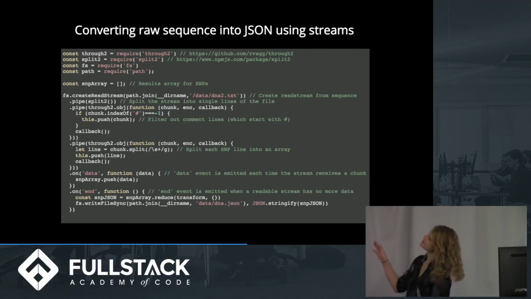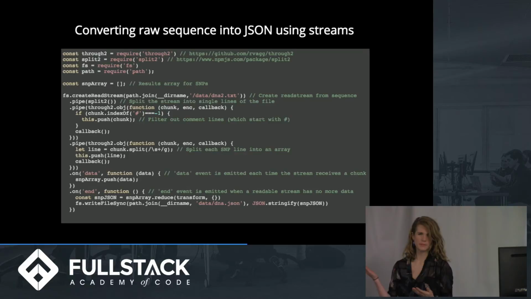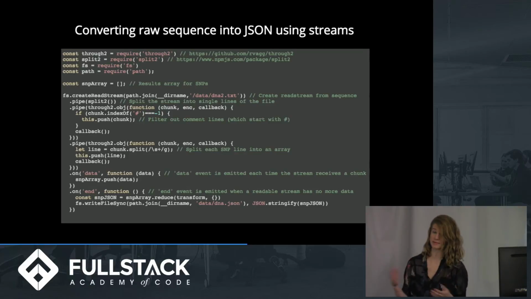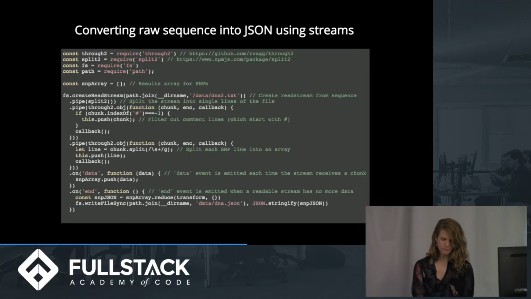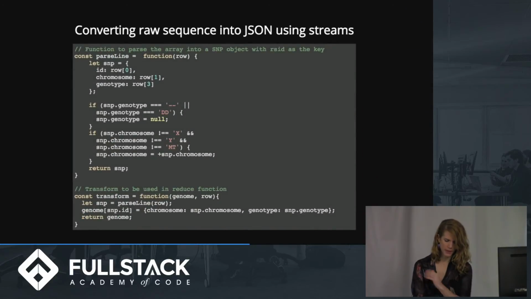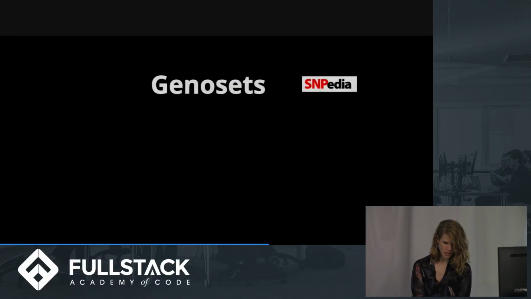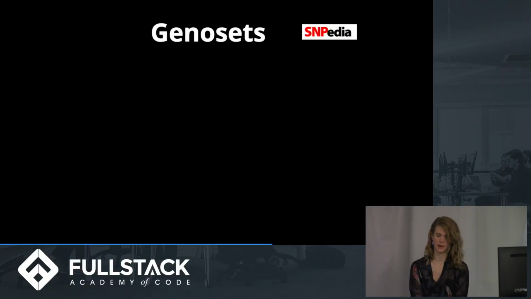So you'll notice at the end I'm losing some of the advantage of streams because I am writing this all to memory, and I'm performing a synchronous operation. But because it had to be in this JSON format, that was a bit unavoidable. And we can move past this. That's just my transform and reduce operations.